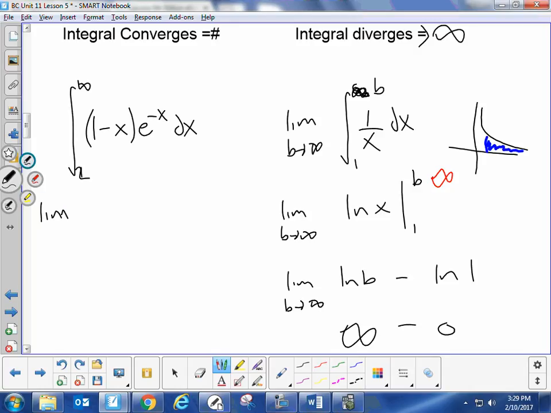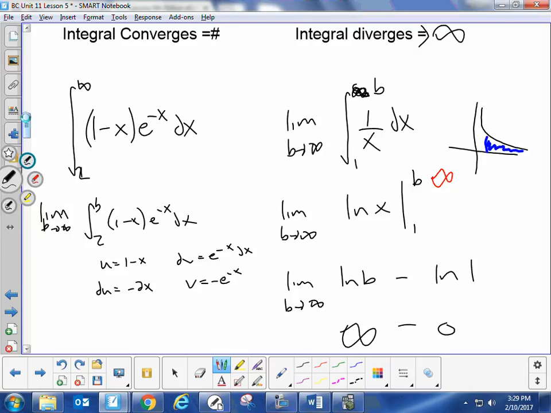Okay, so limit as b approaches infinity of the integral from 2 to b of 1 minus x times e to the negative x dx. Let's go ahead and use u dv. u will be 1 minus x. dv will be e to the negative x dx. du is negative dx, v is negative e to the negative x.